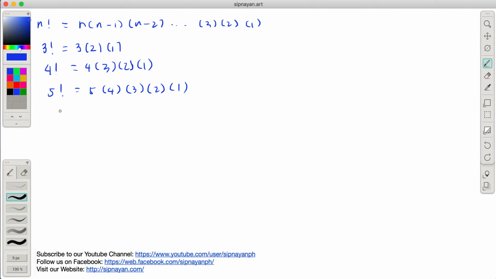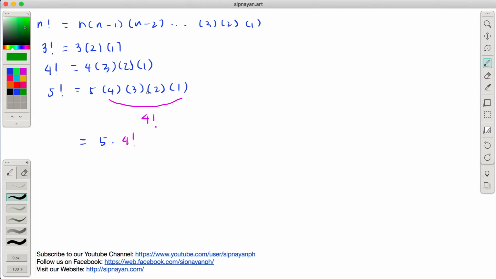Now, there's another way to write 5 factorial. Kasi alam natin that 4 times 3 times 2 times 1 is 4 factorial. So, pwede ko rin isulat yung 5 factorial as 5 times 4 factorial, di ba? So, pwede rin ganyan. 5 times 4 factorial.